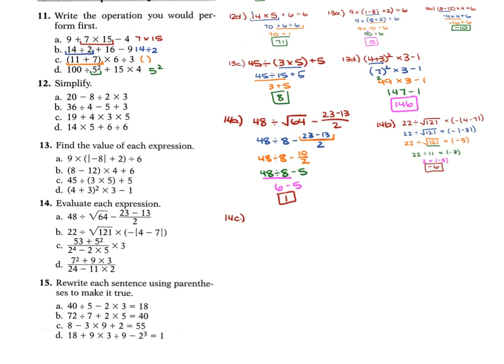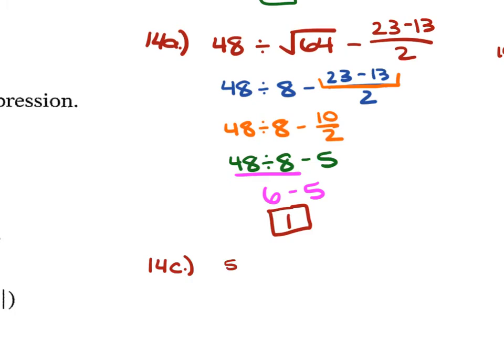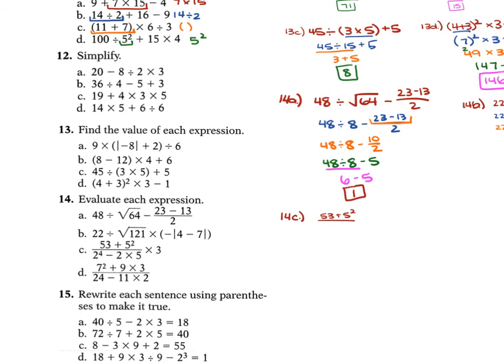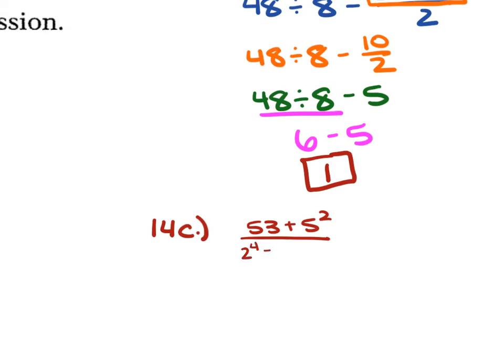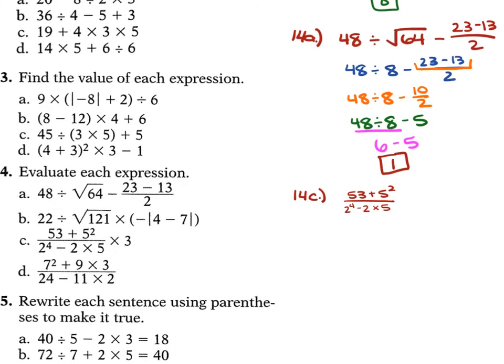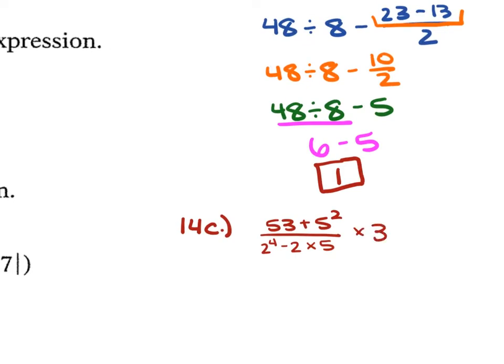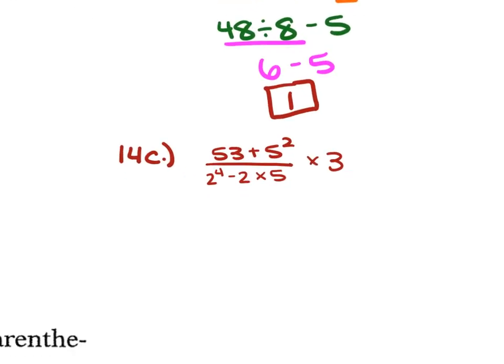For C, we are given 53 plus 5 squared all over 2 to the 4th power minus 2 times 5, all multiplied by 3. Okay, so 53 plus 5 squared. That 5 squared is 25, so that's going to turn into 53 plus 25, all over 2 to the 4th power is 2 times 2, which is 4, times 2, which is 8, times 2 is 16, minus 2 times 5. This is all being multiplied by 3.